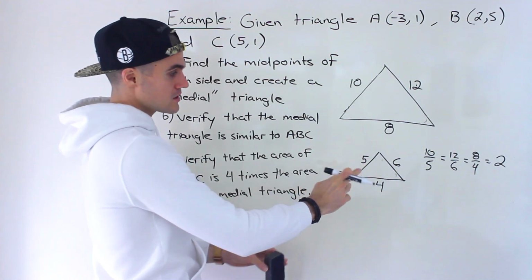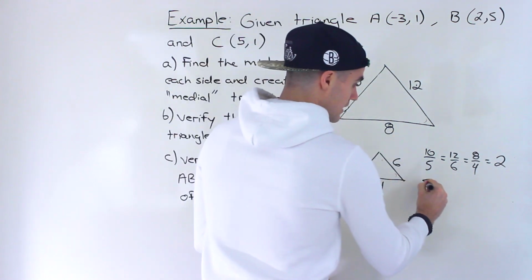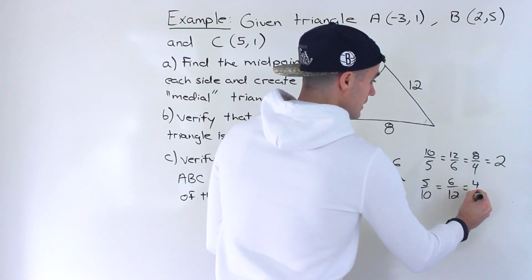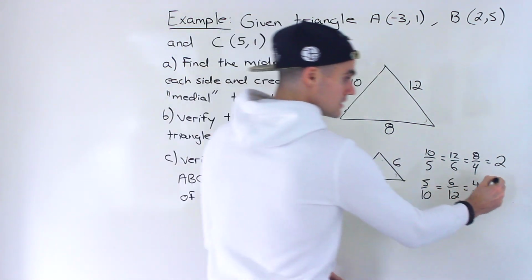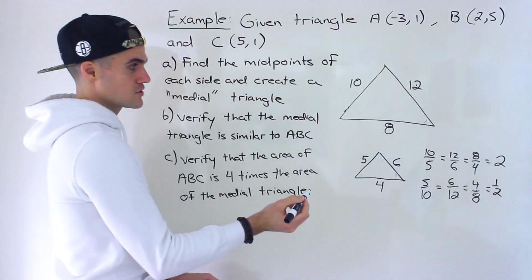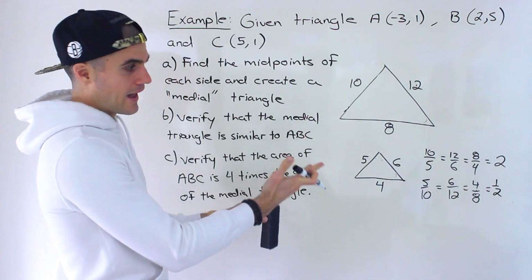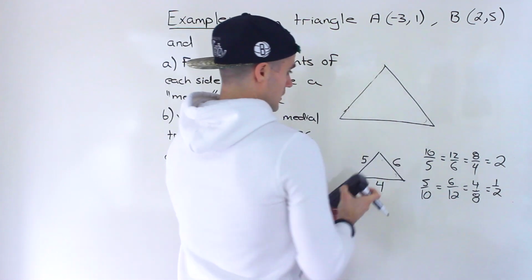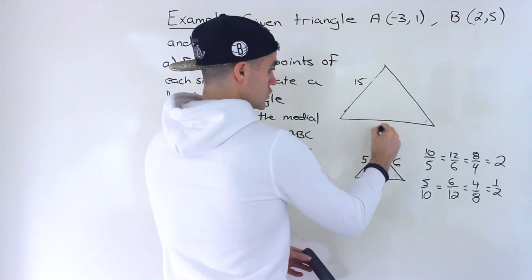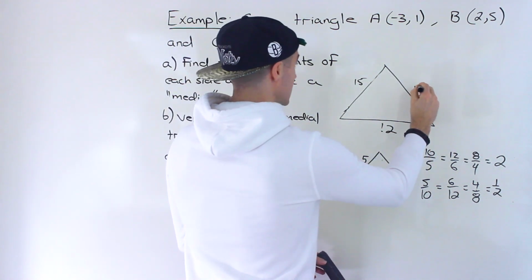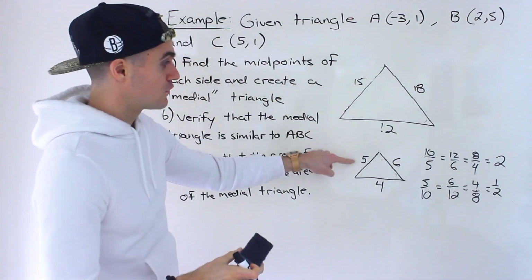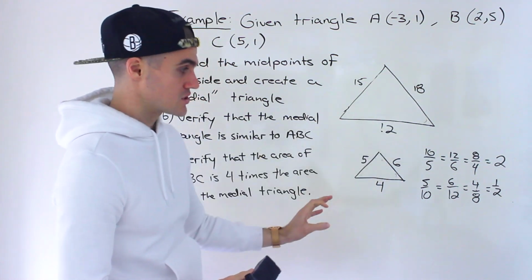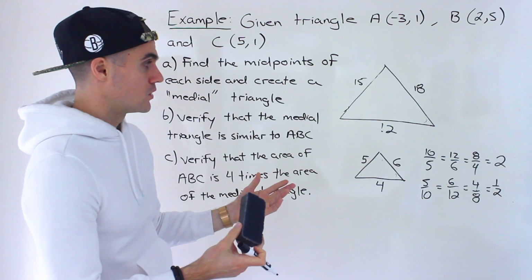You can also flip it, so we can say 5 over 10 equals 6 over 12, which is equal to 4 over 8. And notice that the ratio of all of these simplifies to 1 over 2. Okay, and 2 and 1/2 is just one kind of ratio, right? This could have been maybe, let's say, 15, 12, and then 18, right? And then notice it'd be 15 over 5, which is 3, 12 over 4, which is 3, 18 over 6, which is 3, right? So that ratio would be common.